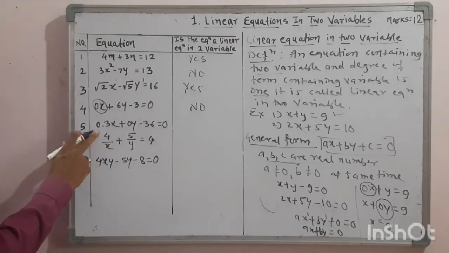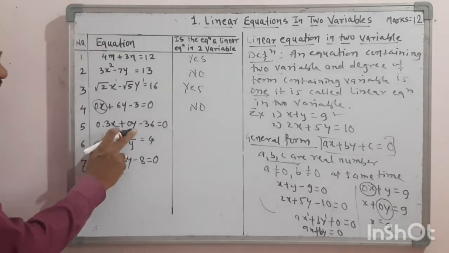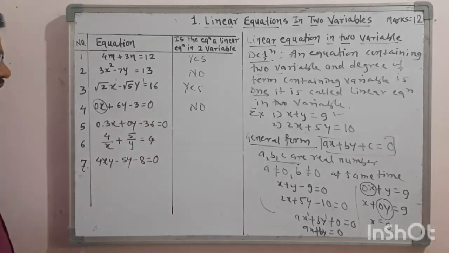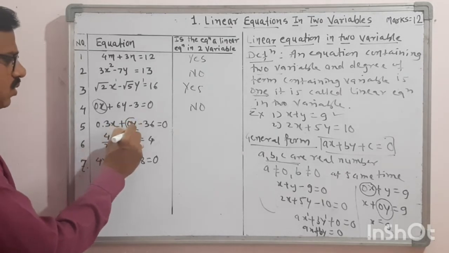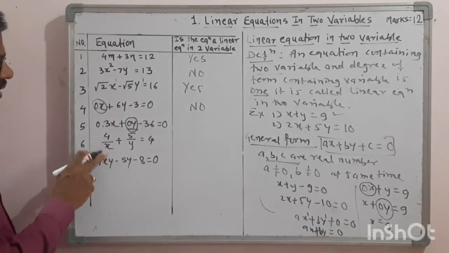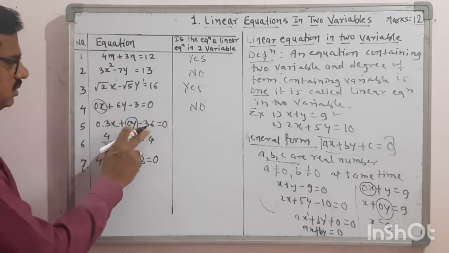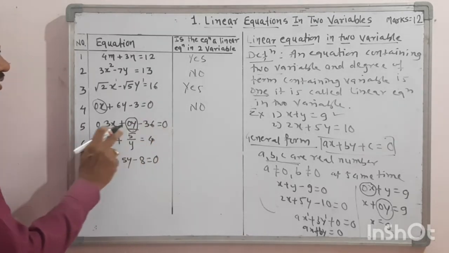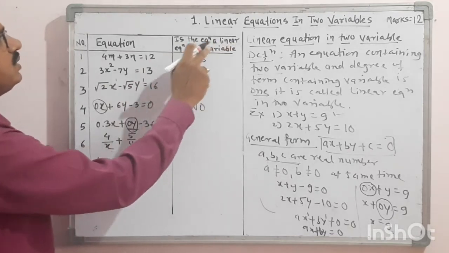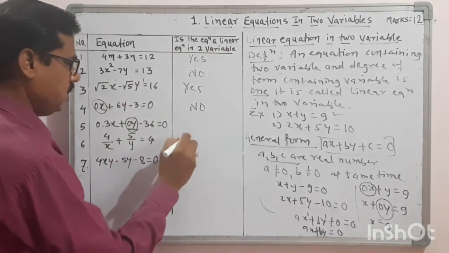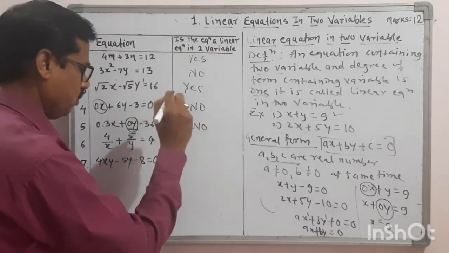What about this? 0.3x plus 0y minus 36 equal to 0. Here also 0y means 0 into y, we get the value 0. Therefore what is remaining here? 0.3x minus 36 is equal to 0. This is also a linear equation in one variable. We have to ask, is the equation a linear equation in two variables? Therefore this is not a linear equation in two variables.